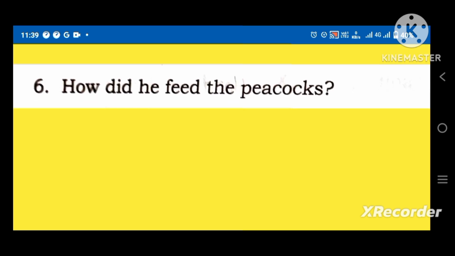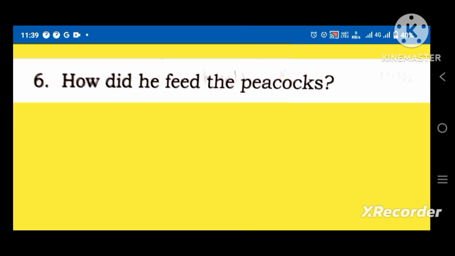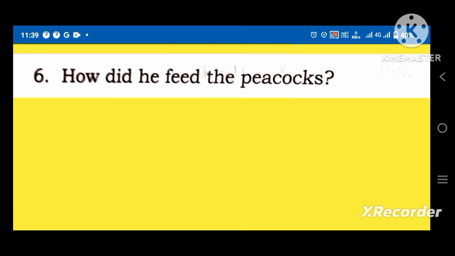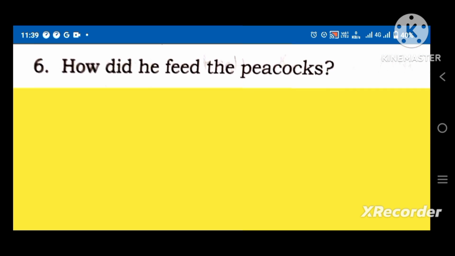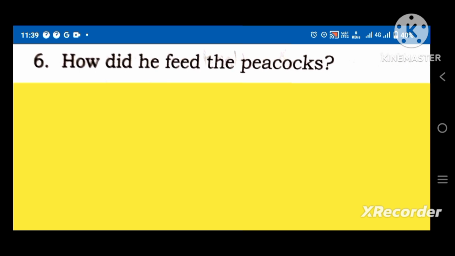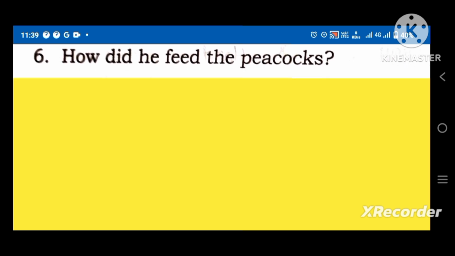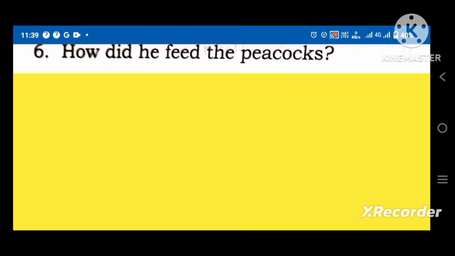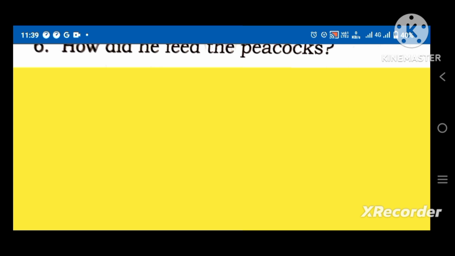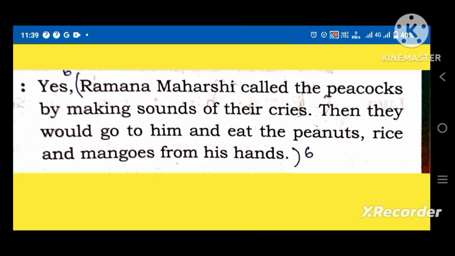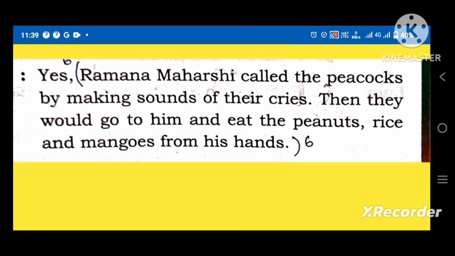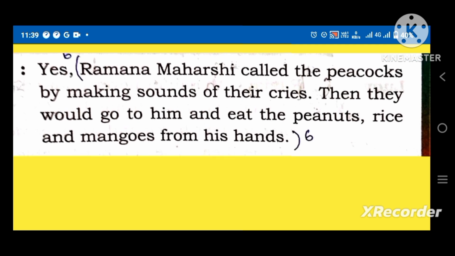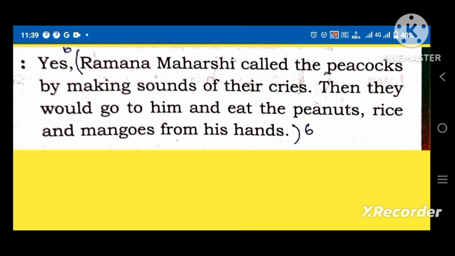Sixth question: How did he feed the peacocks? Ramana Maharshi called the peacocks by making sounds of their cries. Then they would go to him and eat the peanuts, rice, and mangoes from his hands.